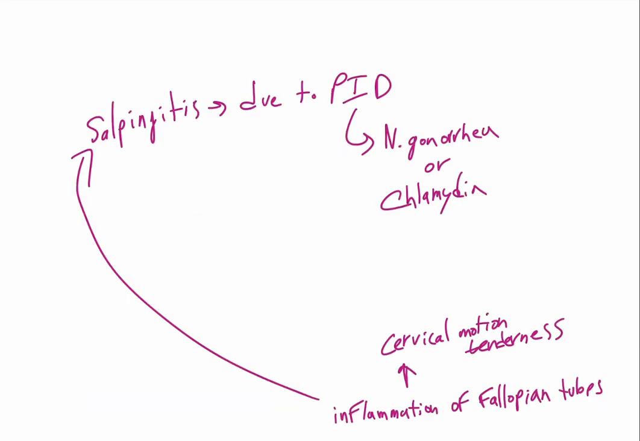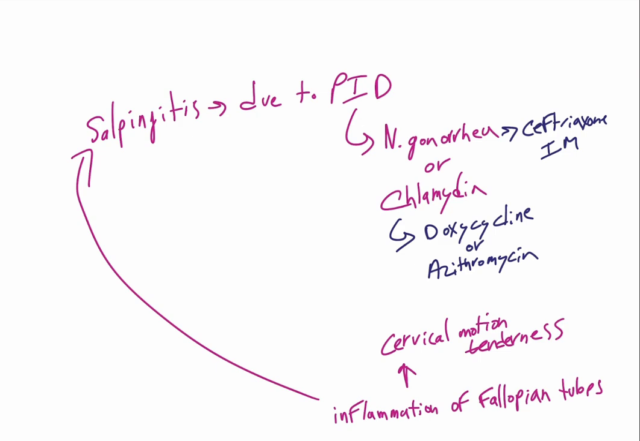Moving on to inflammation of the fallopian tube, also known as salpingitis. Here, inflammation of the fallopian tubes typically is due to pelvic inflammatory disease. This is often caused by Neisseria gonorrhea or chlamydia. The classic buzzword for this finding is cervical motion tenderness. Treatment includes ceftriaxone for gonorrhea or doxycycline or azithromycin for chlamydia. Now, ceftriaxone is normally administered intramuscularly. However, if the patient is septic or is an inpatient, IV treatment may be required.